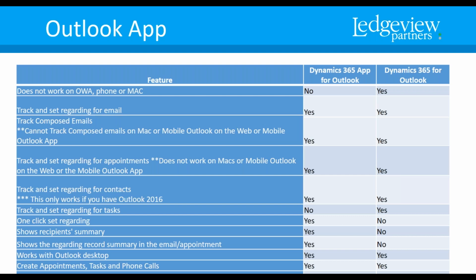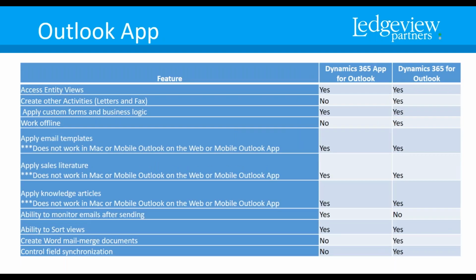You can create appointments, tasks, and phone calls in both. You can open and create Dynamics 365 records, access entity views, create other activities. You can do this in the Outlook client, but not in the app. However, these other activities are letters and faxes, which are generally not a heavy volume activity. You can apply custom forms and business logic. The app, however, does not work offline.